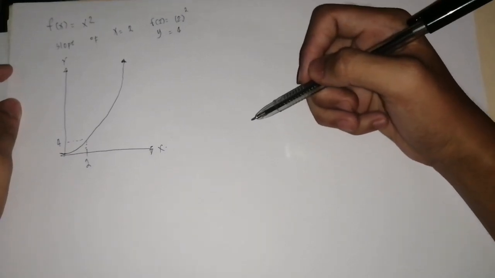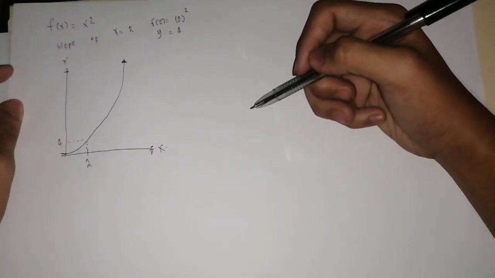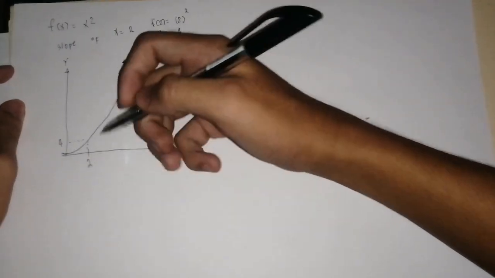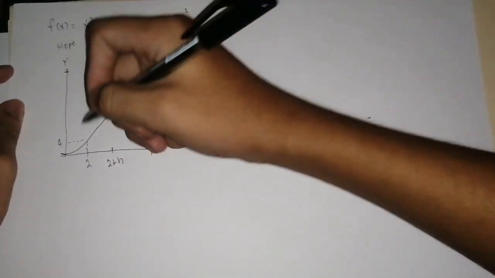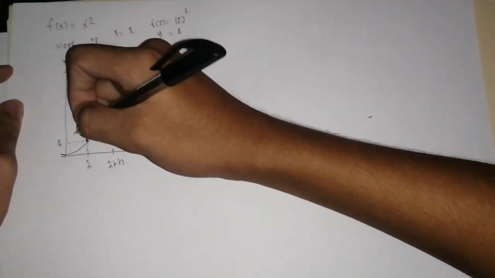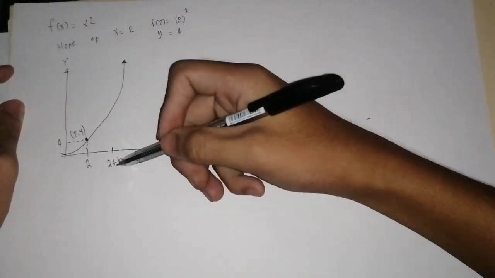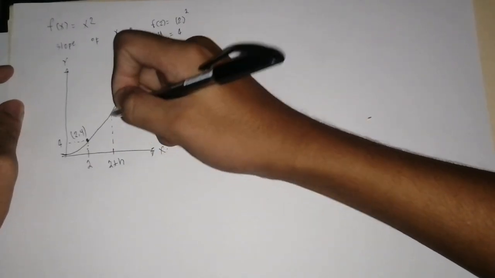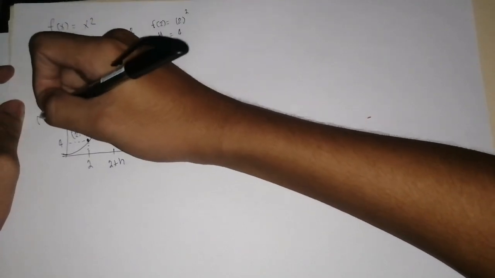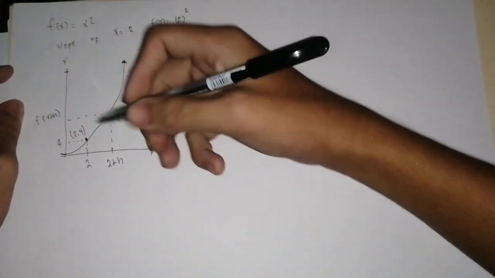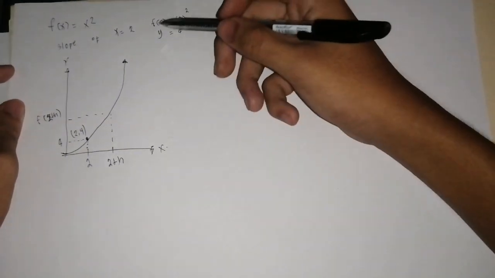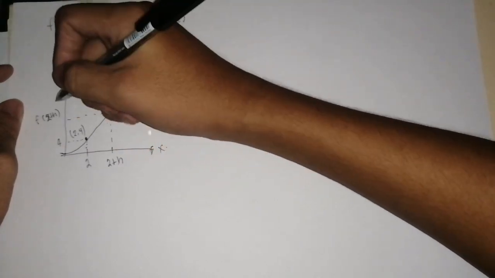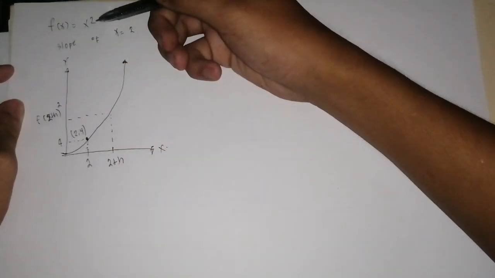So, kung mapapanood natin yung last video, naglagay tayo nun ng x plus h. Gagawin lang natin, kakapin natin itong 2, then 2 plus h. So, yung point dito is (2, 4). Dito naman is 2 plus h. Sa taas niyan is f of 2 plus h. Bakit f of 2 plus h? Kasi 2 plus h, nilagay lang natin dito. Then f of 2 plus h squared siya, kasi merong squared dito.